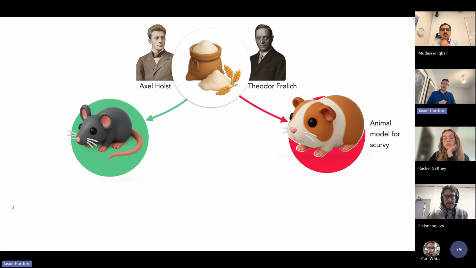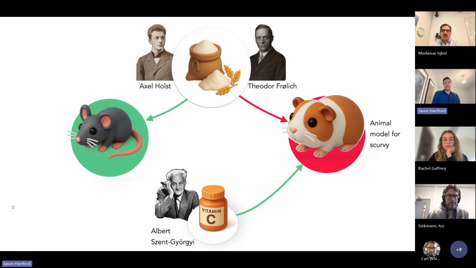and Theodor Froelich discovered that if you fed guinea pigs just a diet of pure grains, they would develop scurvy. And so now we had a model animal for scurvy. So guinea pigs became the first model animal for scurvy. So you could get scurvy symptoms in an animal, which of course lets you now test for potential cures in a more robust, rigorous way.